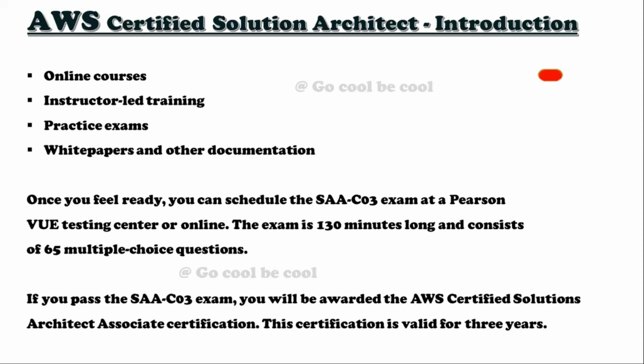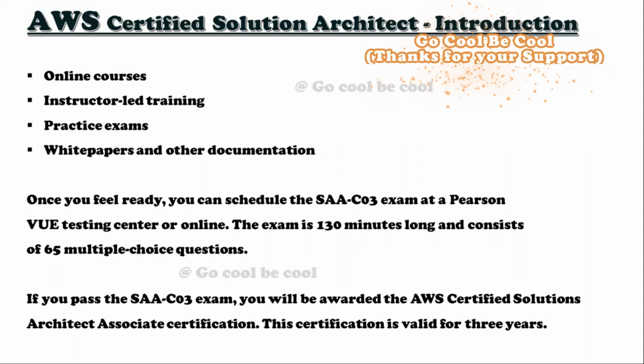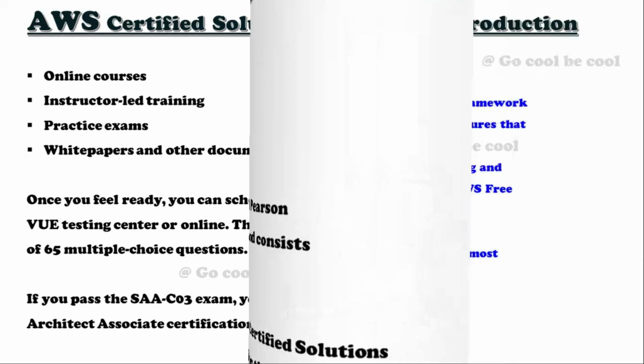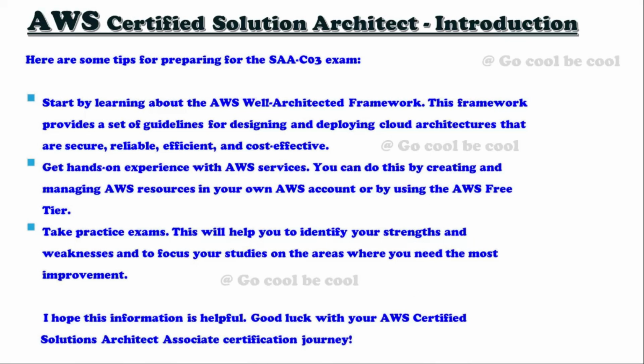Once you feel ready, you can schedule the SAA-C03 exam at a Pearson VUE testing center or online. The exam is 130 minutes long and consists of 65 multiple choice questions. If you pass this exam, you will be awarded the AWS Certified Solutions Architect Associate certification. This certification is valid for 3 years, so you can get a lot of opportunities.